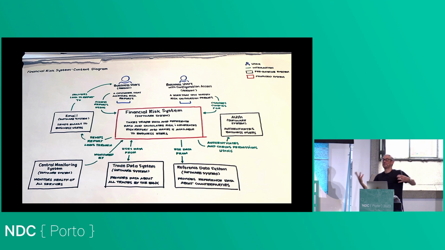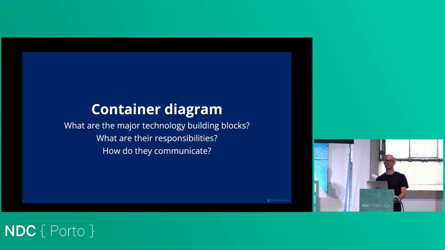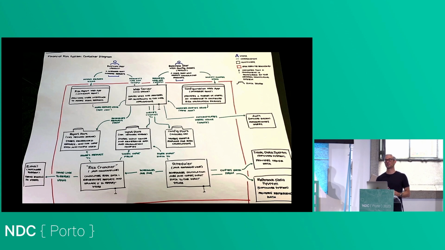But of course, as developers and architects, we want more detail. So how do we do that? We can drop down to level 2, and we can draw a container diagram. To draw a container diagram, it's a different set of questions because now we're looking at a different level of detail. So what are the major technology building blocks? What are the applications and the data stores that make up this system? What are their responsibilities and how do they communicate? Answer those questions, and you can come up with a diagram like this.